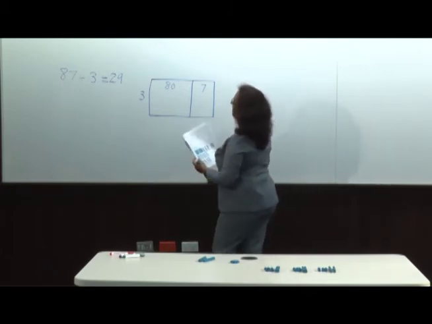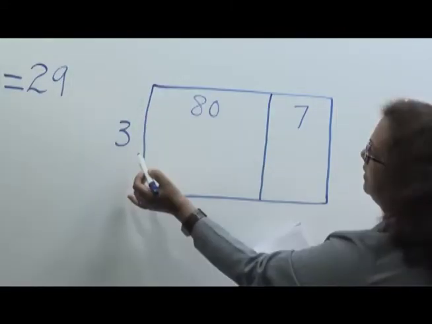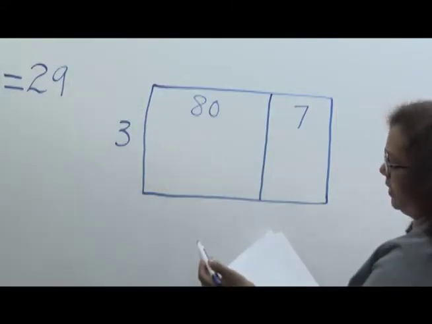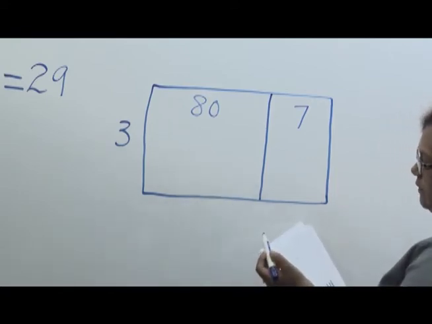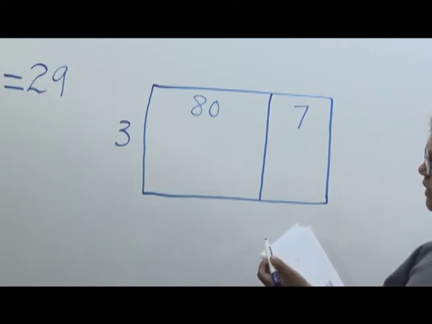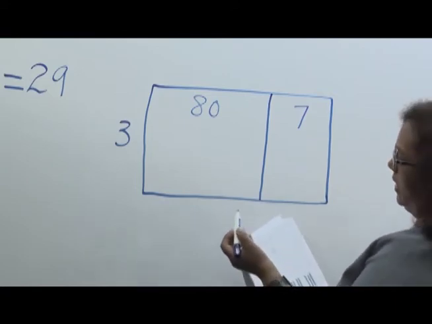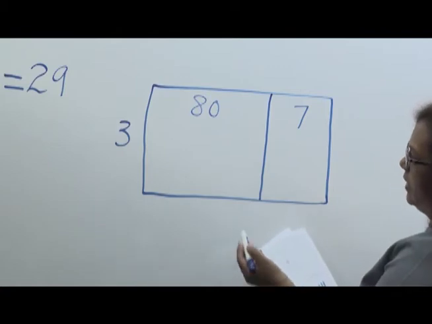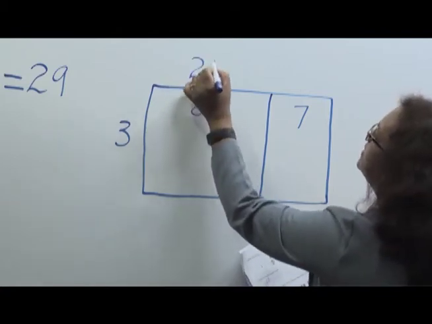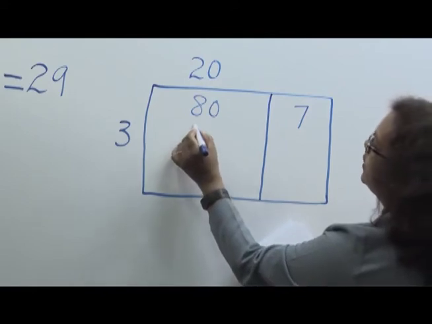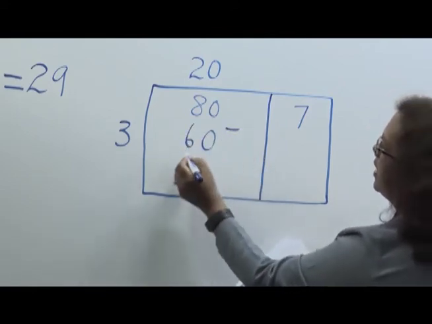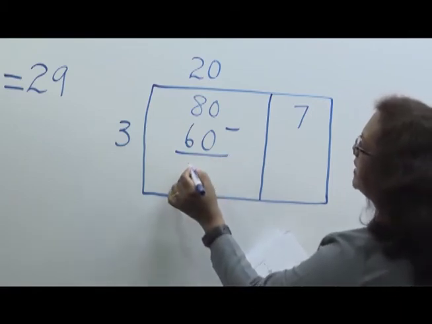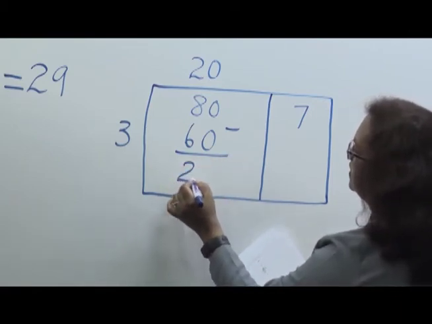So I'm going to start with the 80, and I'm going to divide the 80 by 3. So 3 into 80. I'm going to look for the closest number with tens that I can get that will give me a multiple of 3. And that number, boys and girls, is 20. So I'm going to get 60. Then I'm going to subtract that, and I see that I'm left with 20.